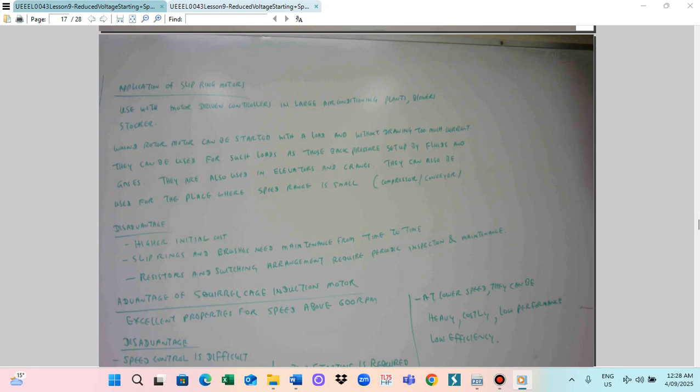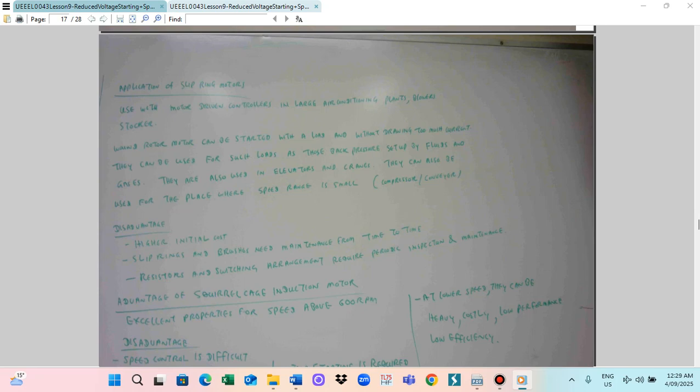And otherwise, the squirrel cage induction motor can be utilized for speeds above 600 RPM. But the disadvantage is that speed control is difficult, and the starting current is high, which requires a big motor at a lower speed. It can be heavy, costly, with a low power factor and poor efficiency.